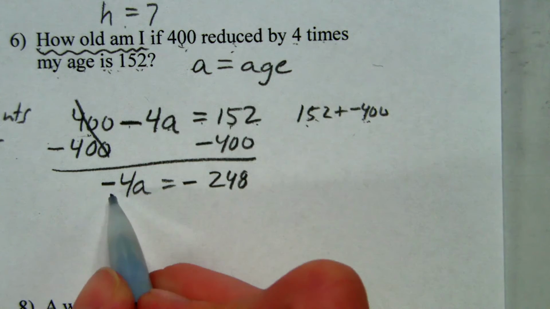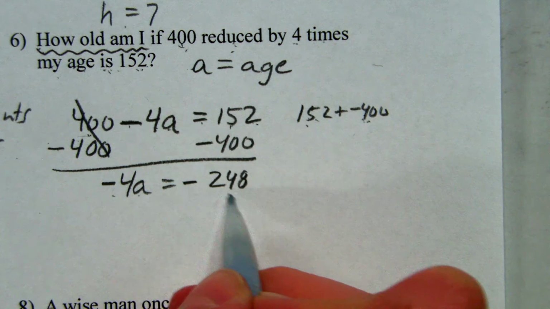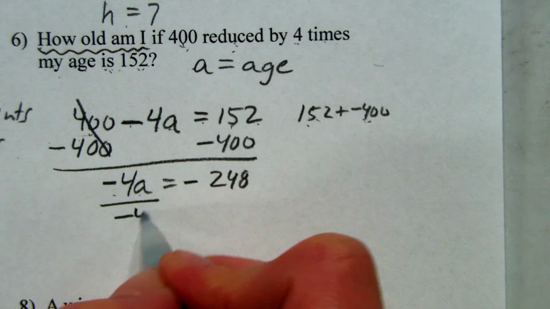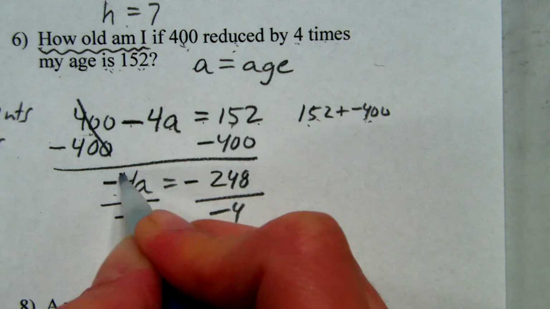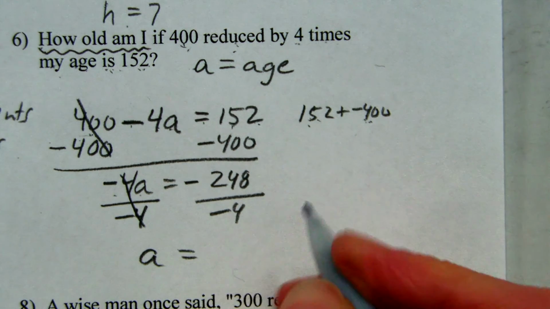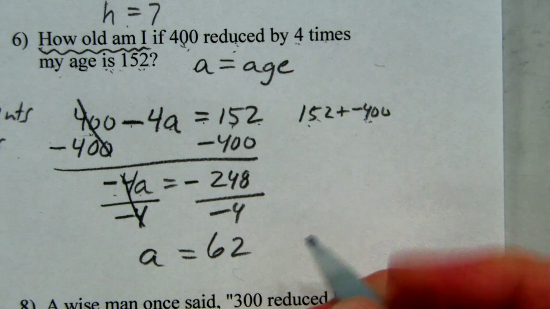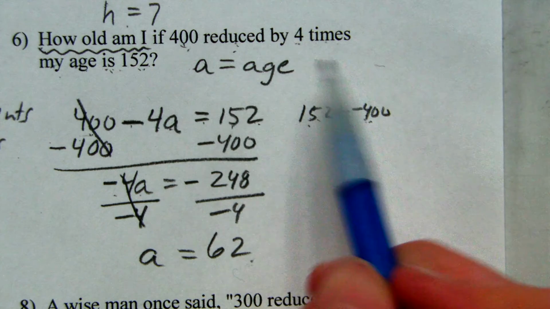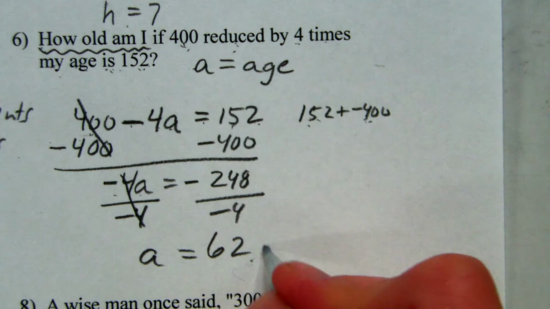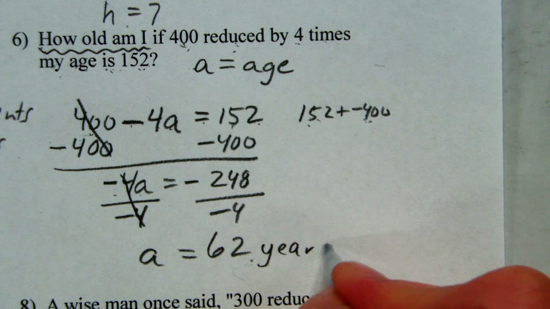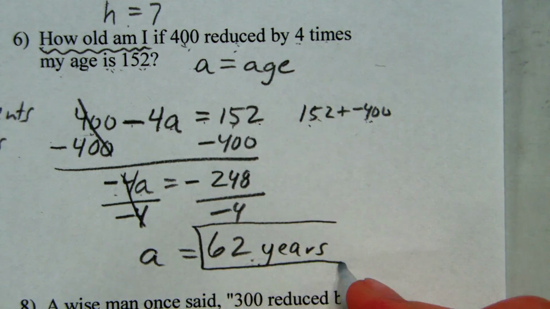All right, so I have negative 4 times a equals negative 248. I'm going to divide by negative 4. That leaves me with a equals 62. If I go back to what that represents, that's the age. And so I would label that with years. That would be the age.